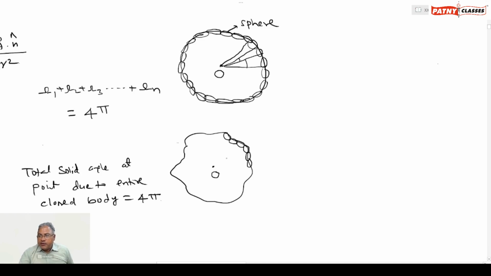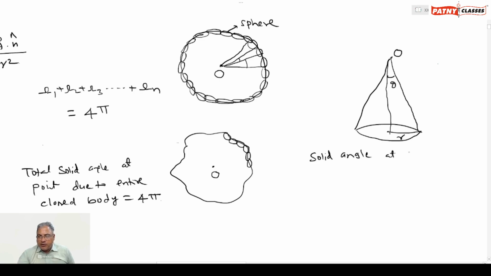I would like to clear one point. In both cases, the point O is inside the closed body. But suppose a case like this. Suppose I have a cone. This is a cone, and this is the radius, and it has a semi-vertex angle theta, and you want to find the solid angle at the point O. Point O is nothing but the vertex of the cone.